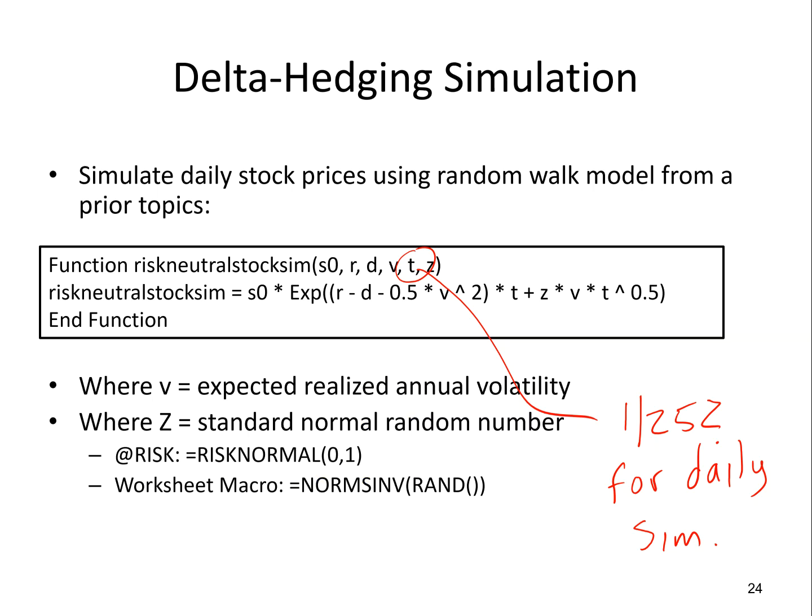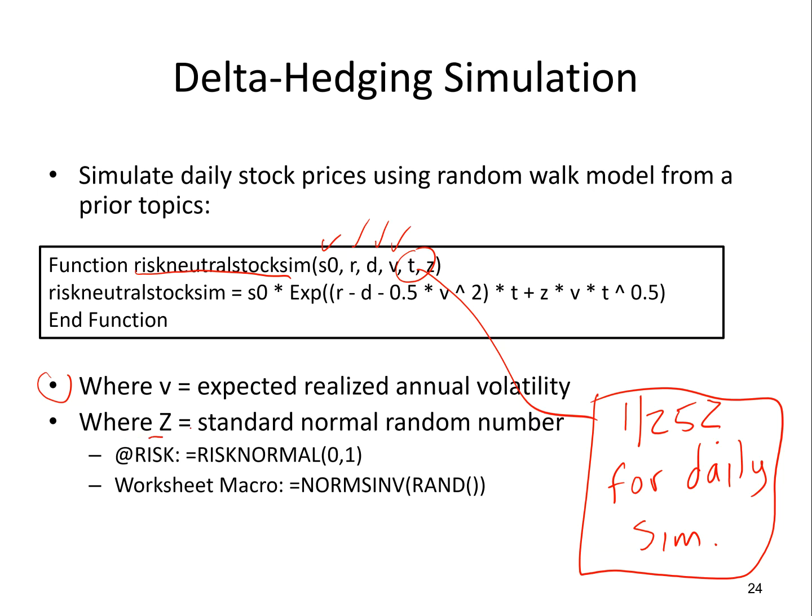So we're going to take our model we built last time, and instead of using the actual Google prices over those 13 days, I want to simulate Google prices using our risk-neutral stock sim function we developed in the last topics. That requires the initial stock price, the interest rate, the dividend yield, the volatility. Now the V, that's going to be what I expect the realized annualized volatility to be. My T, since I'm going to do a simulation of daily stock prices, is going to be 1 over 252 for a one-day simulation of the stock price every day.